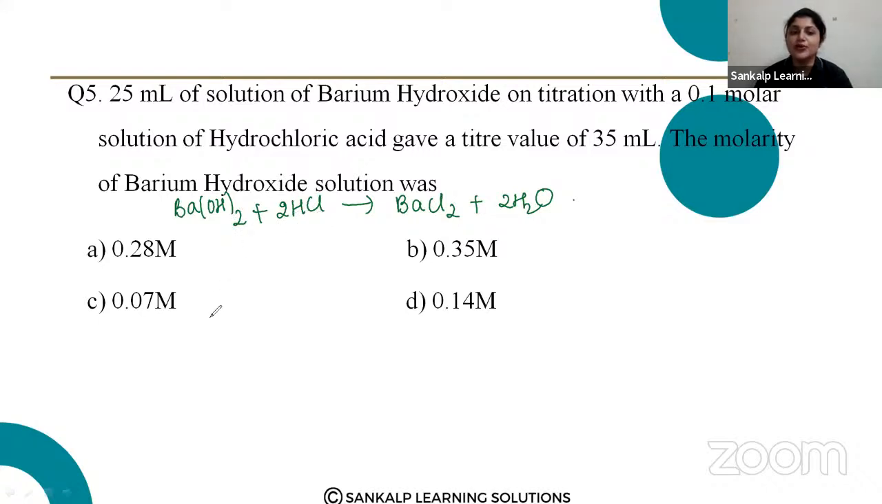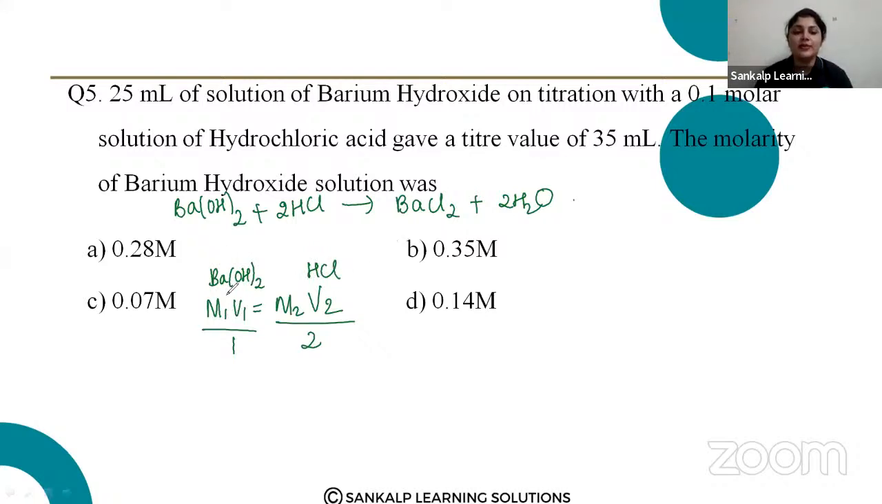Now we are going to use the formula M1V1 equals M2V2, right? Here you can see there are no stoichiometric ratios, so you have to consider n1 as 1 and this as 2. Now what is the M1? This will be considered for barium hydroxide. On the left hand side we'll take barium hydroxide, and this will take HCl.